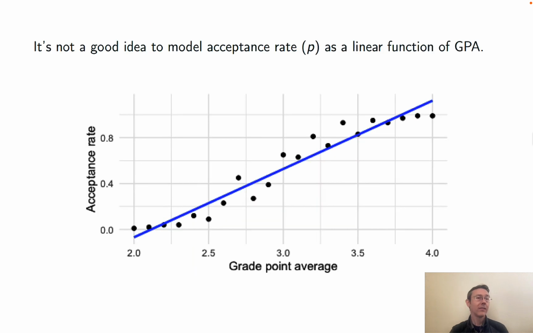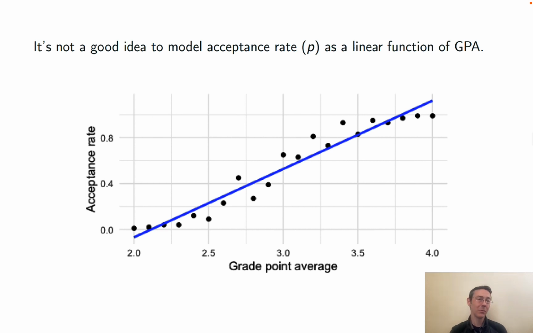Now, it's not a good idea to just fit a linear model to this. And there's at least two reasons for that. First of all, if you look at the ends, you can see that this regression line is dipping below 0 and over 1. So we're predicting ridiculous acceptance rates at the extreme ends of this plot. Negative proportions of success, over 100%.